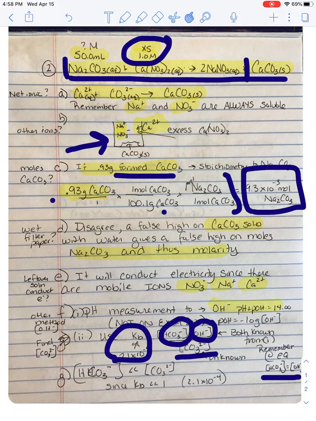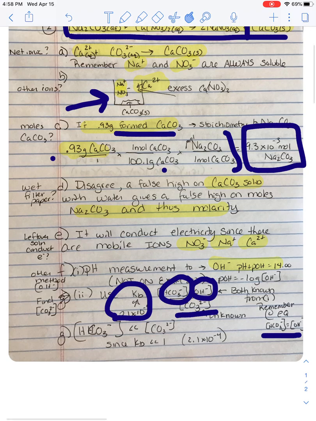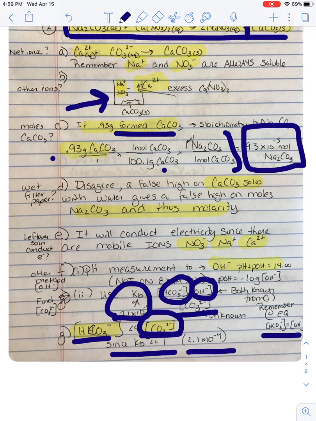And then lastly, on G, they said which concentration is going to be greater, this ion or this ion. Remember, this was the product, and this was the reactant. And the Kb they gave you is really small, 2.1 times 10 to the negative 4th. So therefore you have much more reactants than products. And again, the carbonate ion was the reactant. So your hydrogen carbonate would be much smaller.